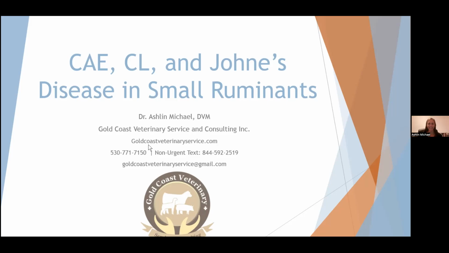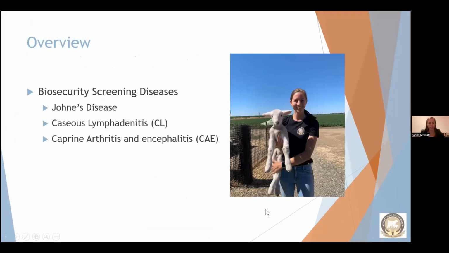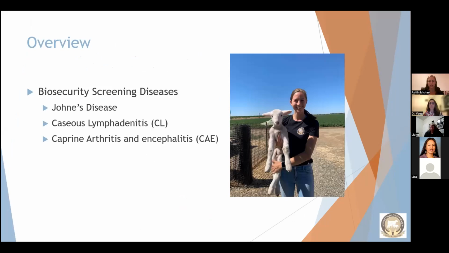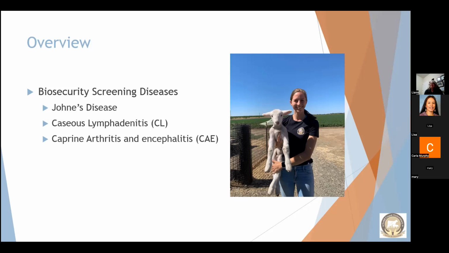Hello, everyone. Thank you for joining us on Monday night. So today we're going to talk about CAE, CL, and Johne's disease in small ruminants. So just an overview, these are the common 3 diseases that we'll test for on a biosecurity screen. So if you were to purchase new animals that are coming into your herd or flock, as well as routine testing to do for your herd.